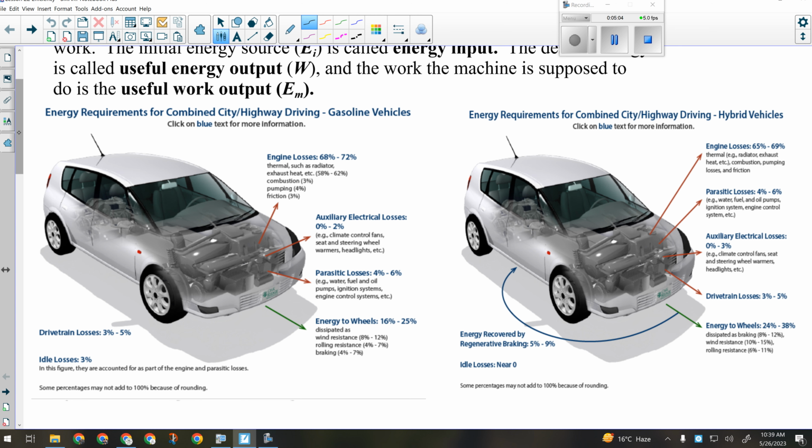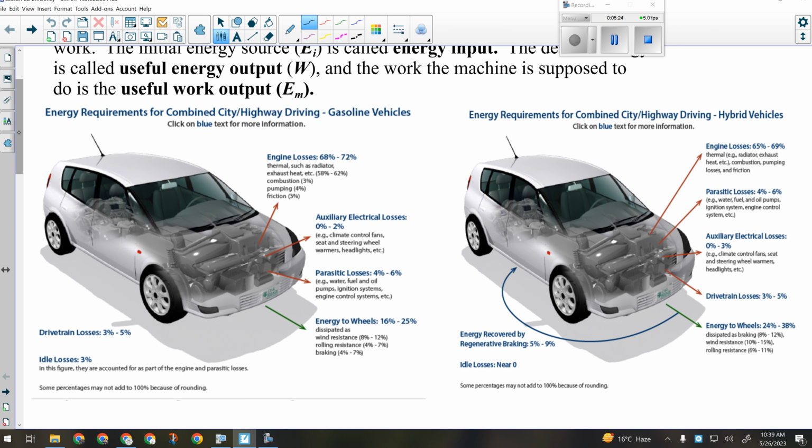Combustion losses, so inefficiency in the combustion, the fuel doesn't burn completely. That represents another 3% of the energy in the fuel lost. Pumping, so that would be your water pump, things like that. 4% of the energy in your fuel is used to power the water pump.